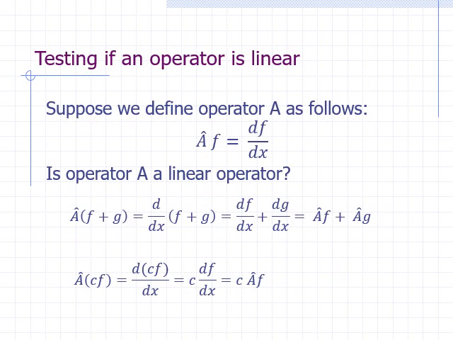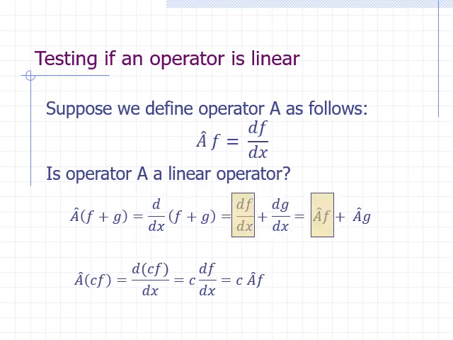Suppose we define operator A as one that takes the derivative of a function with respect to x. Is it a linear operator? Let's see if the first condition is satisfied. We apply operator A on a sum of two arbitrary functions shown here as f and g. The definition of operator A says that we take the derivative of f plus g. The rules for derivatives are well defined. The derivative of a sum is equal to the sum of the derivatives. So, the derivative of f plus g is equal to the derivative of f plus the derivative of g.